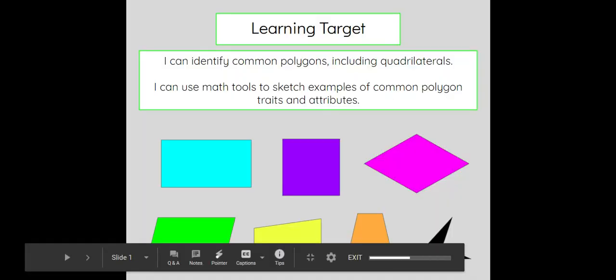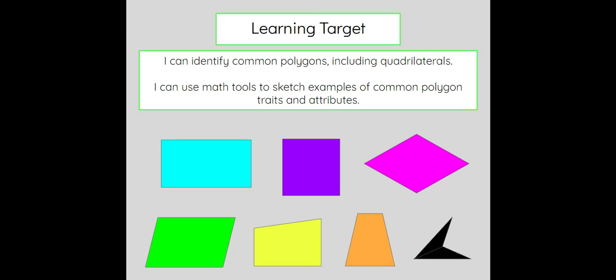Hi everyone. Today marks the beginning of a new math module focusing on geometry. I am going to introduce you to some information about polygons and quadrilaterals, as well as the attributes that we can use to describe polygons today. So our objectives are: I can identify common polygons, including quadrilaterals, and I can use math tools to sketch examples of common polygon traits and attributes.